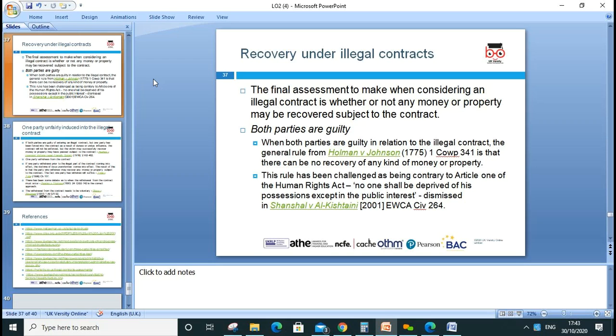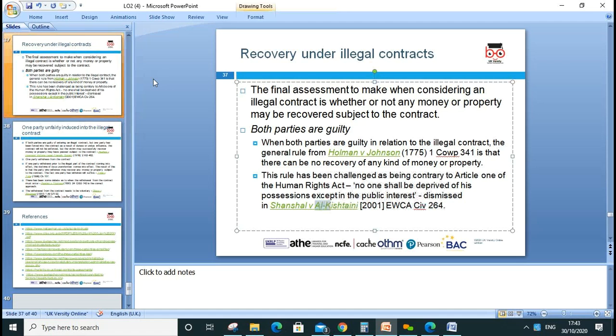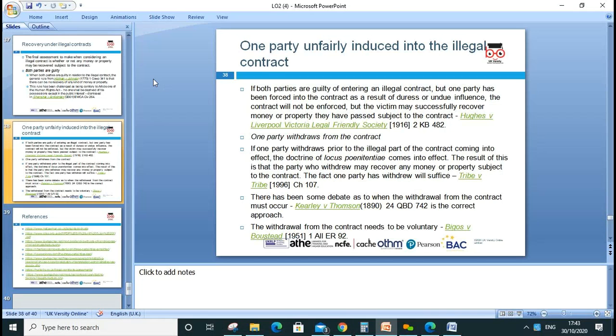So we need to think about human rights, and various areas. This is one of the case laws as well, which was dismissed by the court in 2020. Okay. So one party is unfairly induced into the illegal contract.